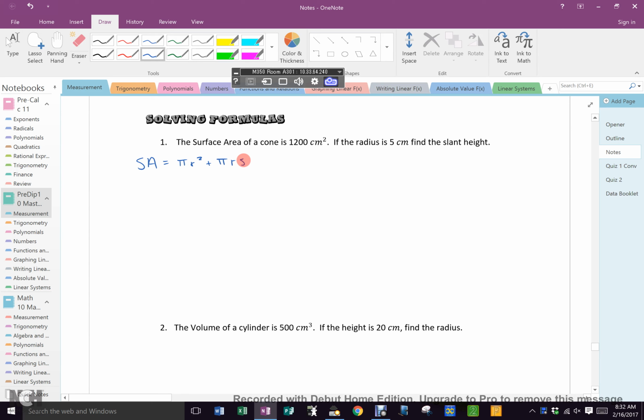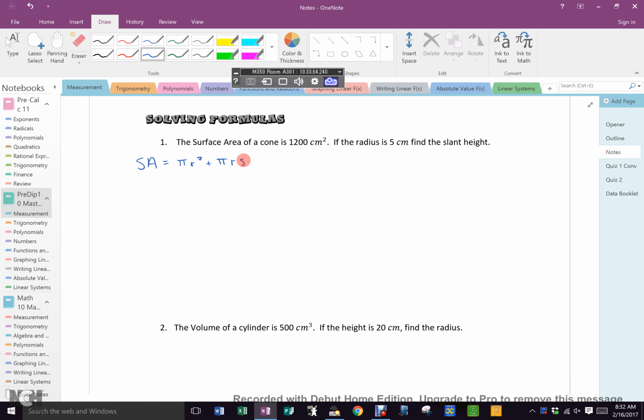Now, there's a couple of ways you can go about doing this problem. There's the way that you want to do this, which is the way you have always done math problems like this, which is what I'm going to do in blue right now. You substitute in what you know, and then you solve the equation. Yeah? So what do you know here? You know the surface area, and you know the radius.